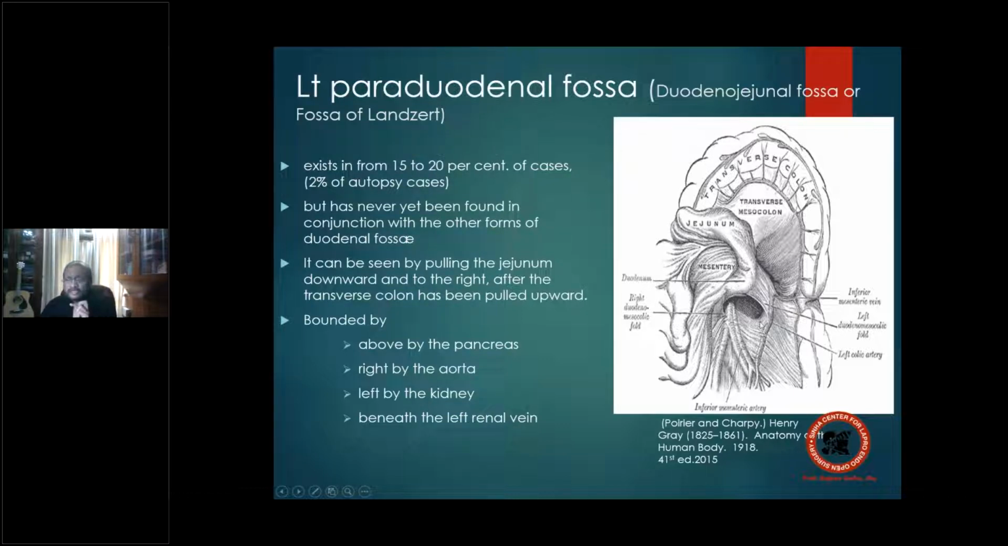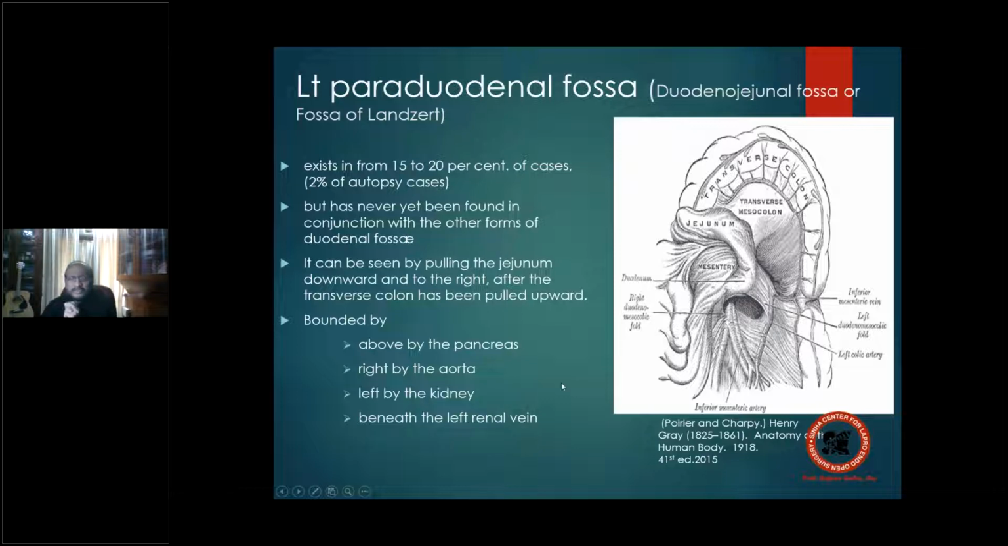It is usually not present along with the other paraduodenal fossa. So superior and inferior are usually coexistent, but this is usually not found in conjunction with other forms of duodenal fossa. And it can be seen by pulling the jejunum downward and to the right. So I'm pulling the jejunum downward to the right, and that exposes this fold of mesentery. Now, above, you have the pancreas somewhere here, right side the aorta somewhere here, left side the kidney somewhere here, and beneath you've got the renal vein.